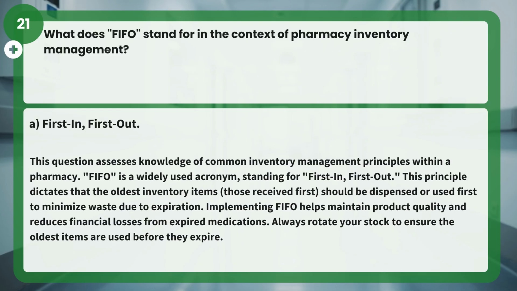Answer, A. First in, first out. This question assesses knowledge of common inventory management principles within a pharmacy. FIFO is a widely used acronym, standing for First In, First Out. This principle dictates that the oldest inventory items, those received first, should be dispensed or used first to minimize waste due to expiration. Implementing FIFO helps maintain product quality and reduces financial losses from expired medications. Always rotate your stock to ensure the oldest items are used before they expire.